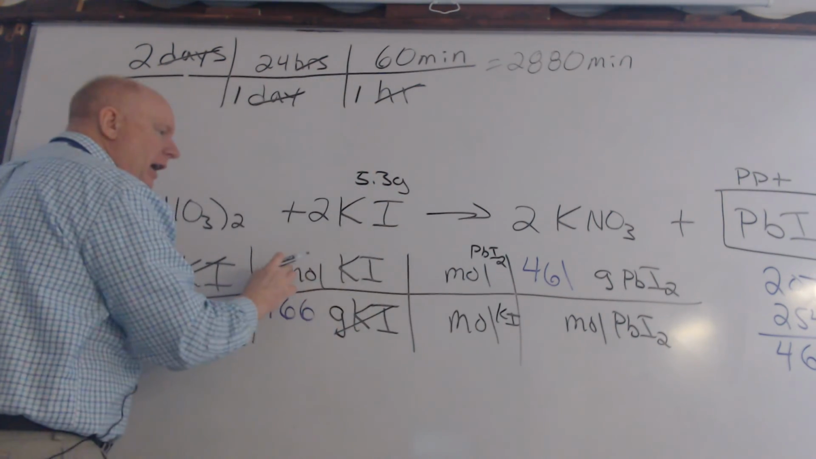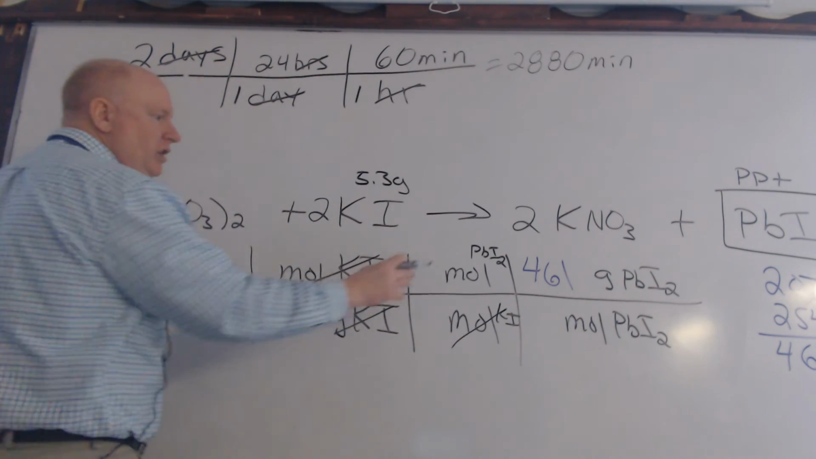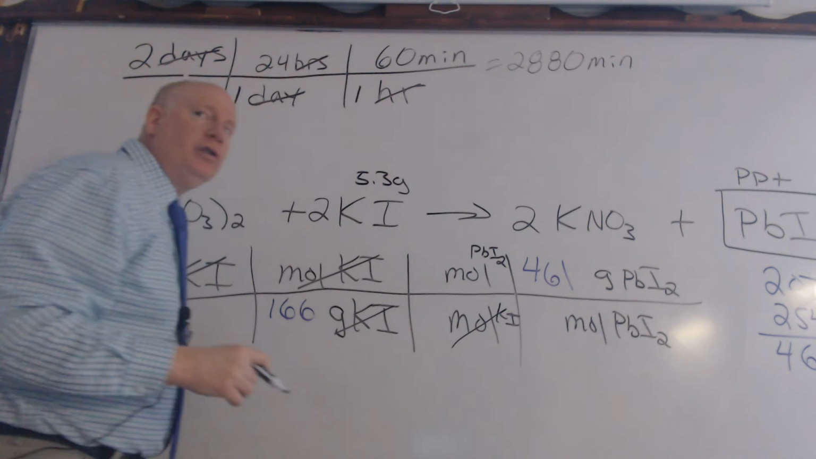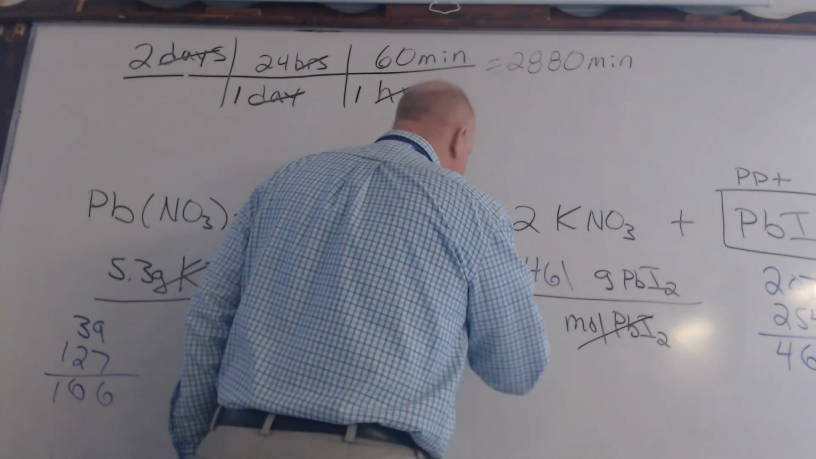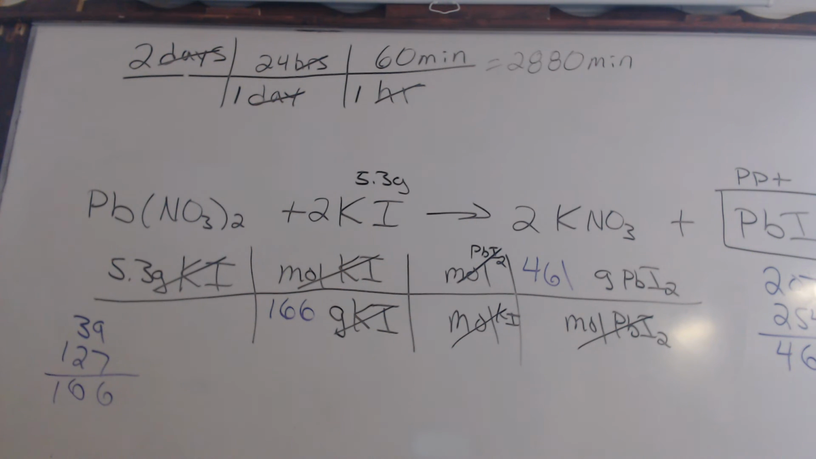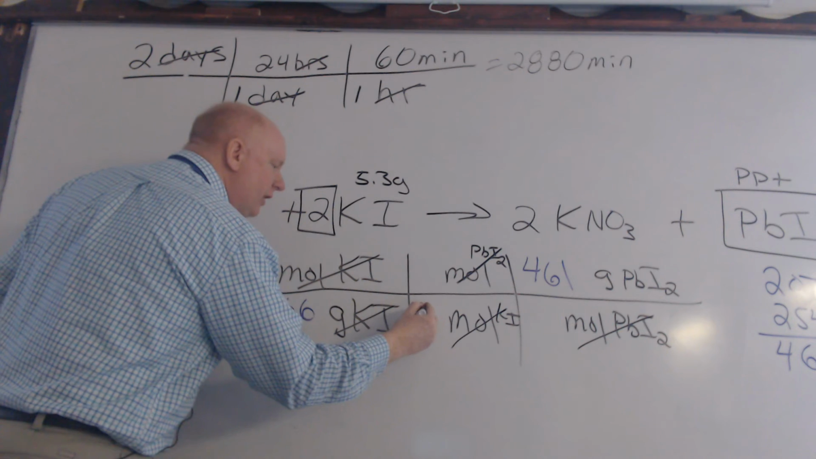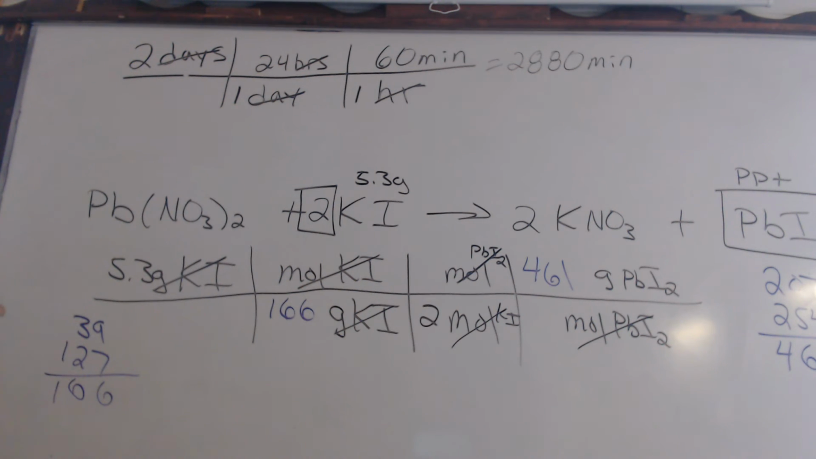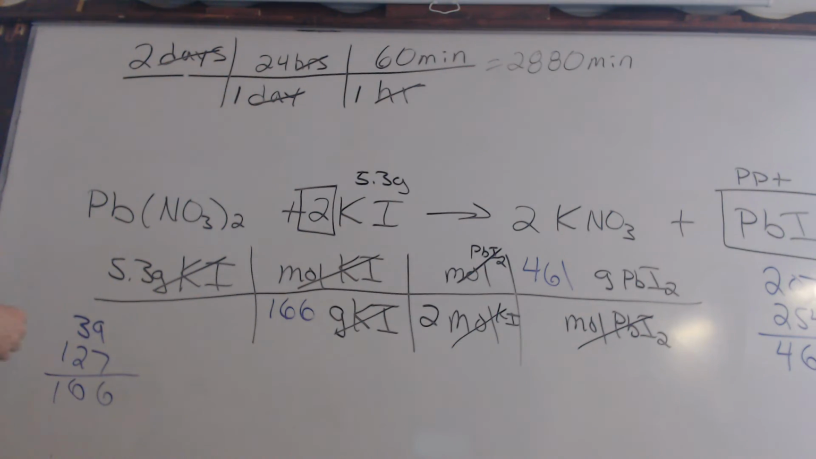What do these moles of KI do to one another? They cancel each other out. What do these moles of PbI2 do to each other? They cancel each other out as well. And then what does that leave you for a label? Grams of what? PbI2. Okay? The only thing you have to do is because of this number here, we got to put it down there. Okay? So what this means is, since these numbers are next to each other, what do we do with 5.3 and 461?